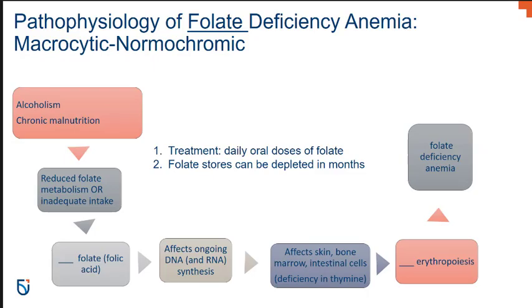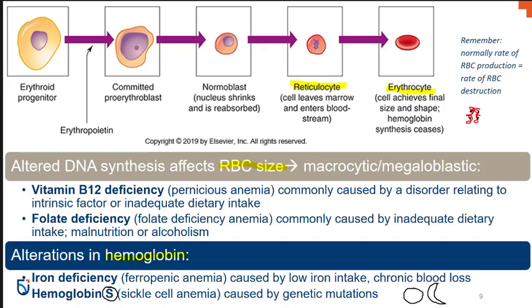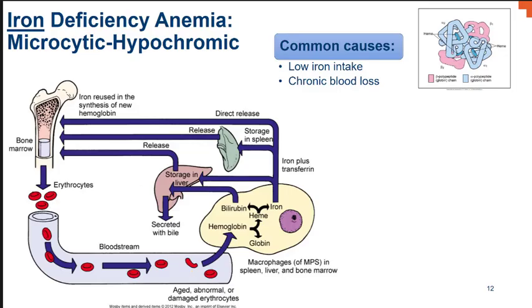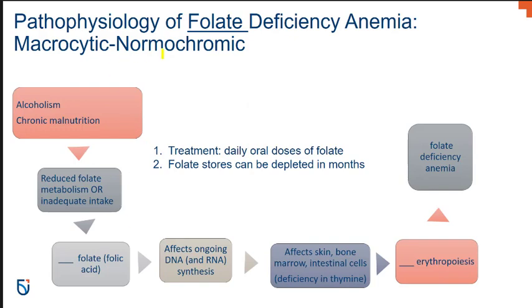Now we'll look at folate deficiency anemia. So just a reminder, still talking about problems with DNA synthesis causing larger than normal red blood cells. Also an example of macrocytic normochromic, just like B12 deficiency anemia was.